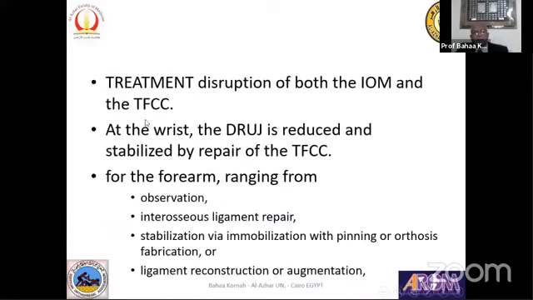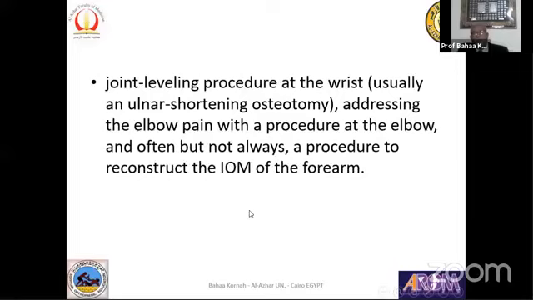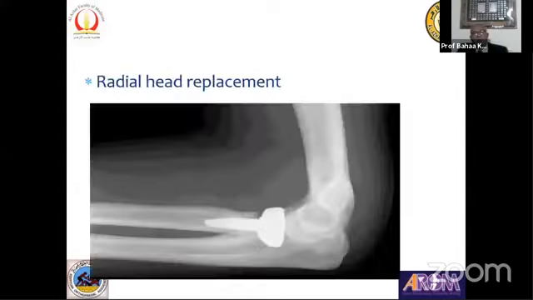The treatment here, as for the rest: the distal radio-ulnar joint is reduced and stabilized by repair of the TFC. Treatment of the interosseous ligament ranges from observation, and we mentioned before, stabilization by immobilization with pinning and orthosis, or ligament reconstruction or augmentation. Joint leveling procedure, as for the rest, usually an ulnar shortening osteotomy, addressing the elbow pain with a procedure at the elbow, and often but not always a procedure to reconstruct the interosseous membrane in the forearm.